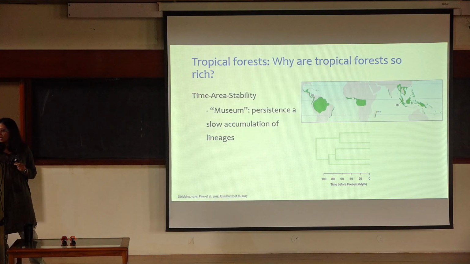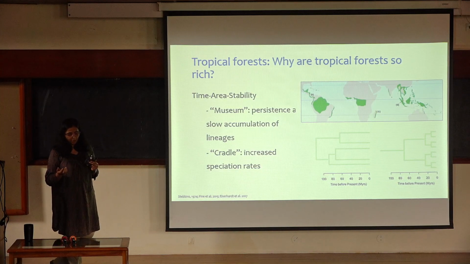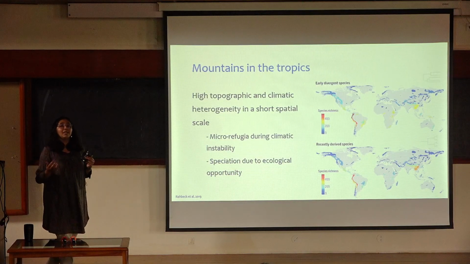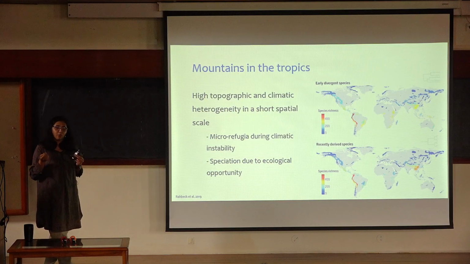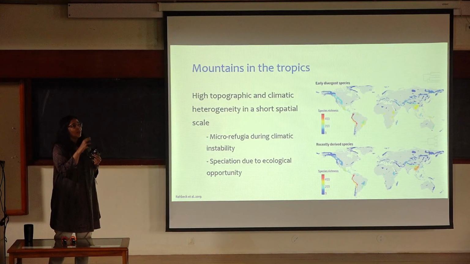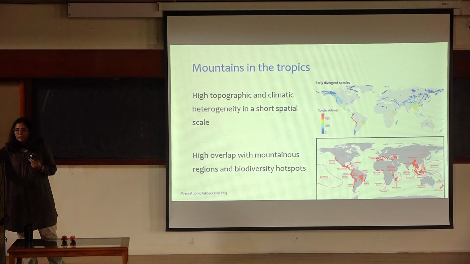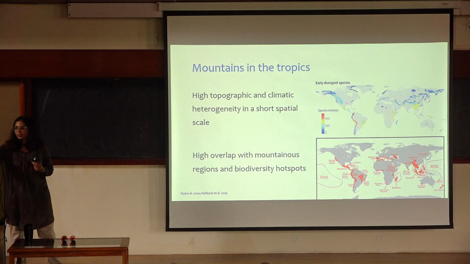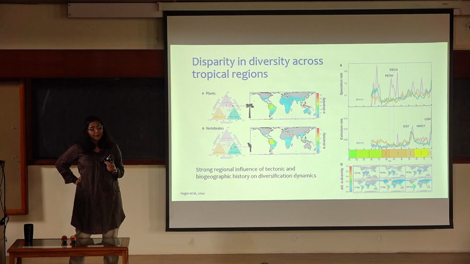On the contrary, you could also have a very high rate of speciation in these tropical biomes, and that's why you see high diversity. Why so? When you look at the mountains, you see many mountain ranges in the tropical forest, and they offer a large variation in climate and topography over a small spatial scale. This gives you micro-refugia in times of climate instability, as well as an opportunity for ecological speciation. If we overlay the biodiversity hotspots, they are in these mountainous regions in the tropical forest. We also understand the tectonic history which has shaped this landscape.